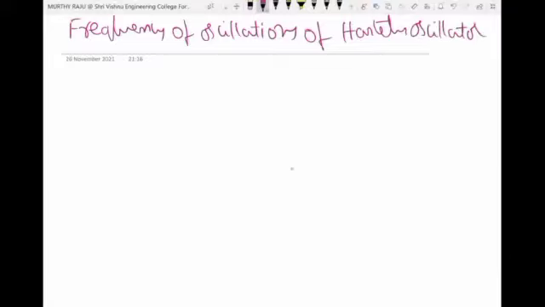In the previous video, already I have explained the description of the Hartley oscillator. This is the next video, circuit diagram.